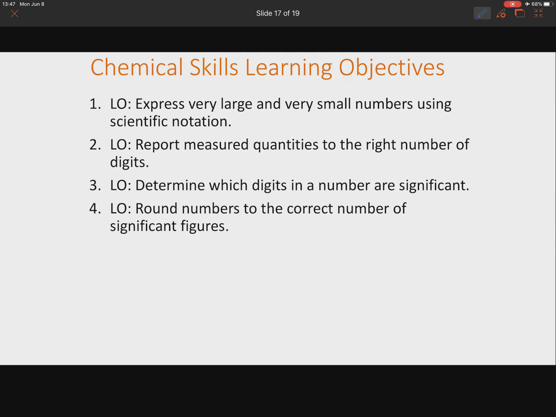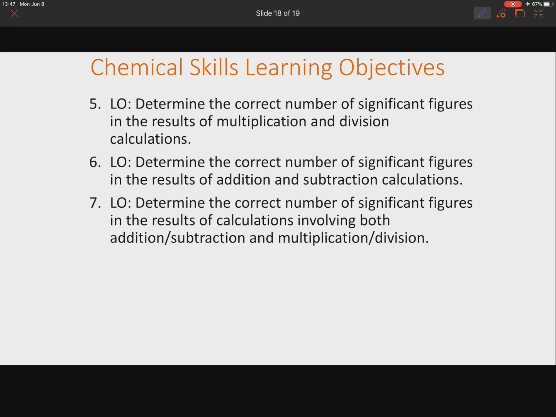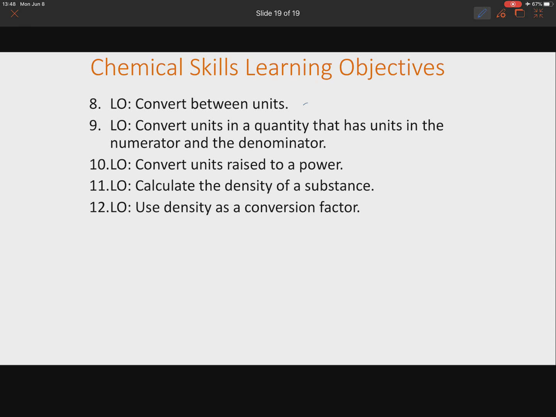Expressing numbers, using the right number of sig figs, figuring out how many sig figs a number has, being able to round to the right number of sig figs, doing the calculations of sig figs, multiplication and division, subtraction and addition, and also the combination type problems. And then converting between units, both when they're in the numerator and the denominator, or if they're raised to a power. Using density as a conversion factor and calculating it. This will never go away. We will do this all semester long, using density. So get in the habit of it now.